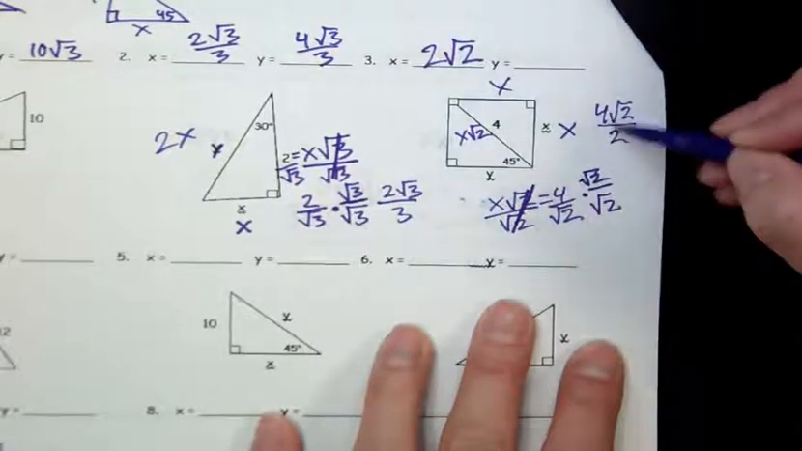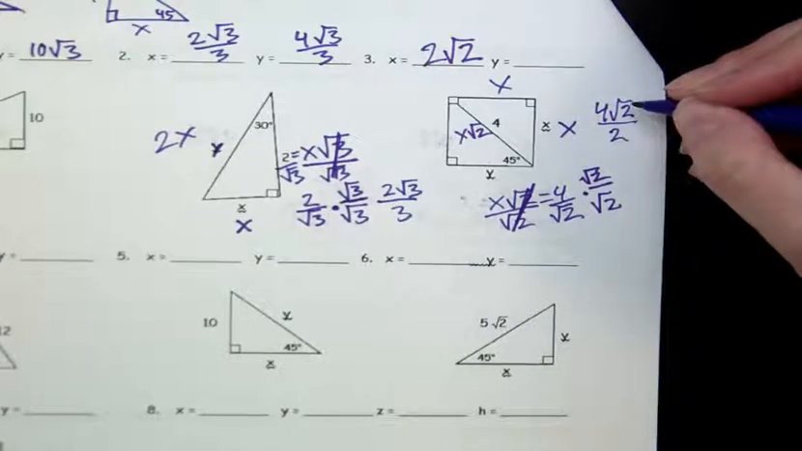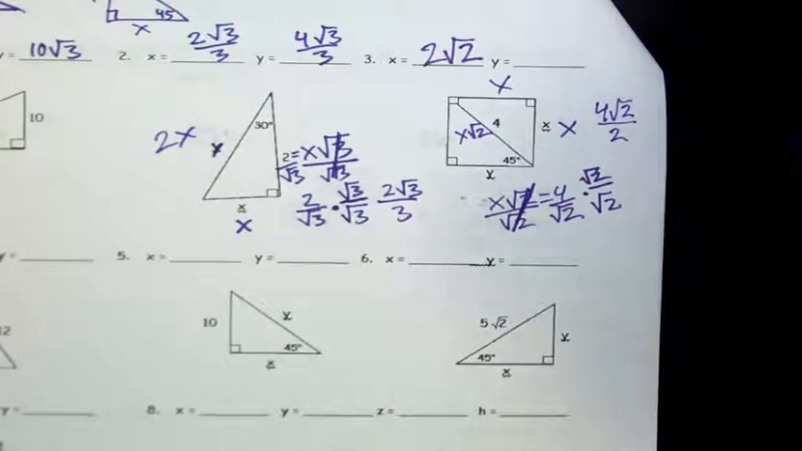So when you have whole numbers, you can reduce them. You just can't ever reduce if we have a radical and then a whole number. They have to stay separate.